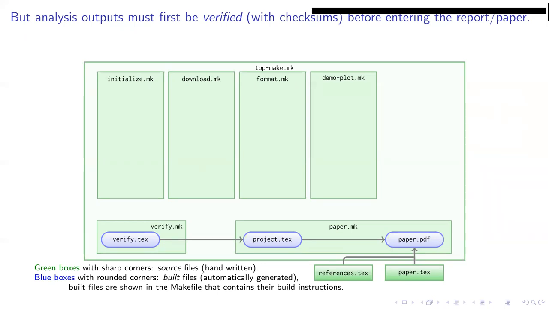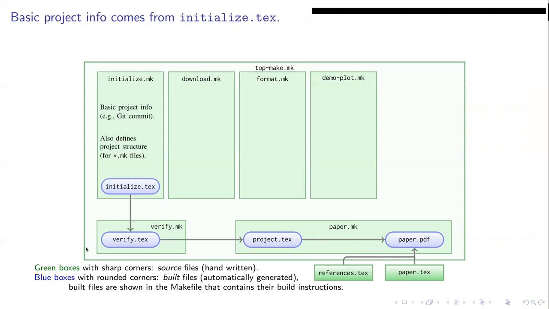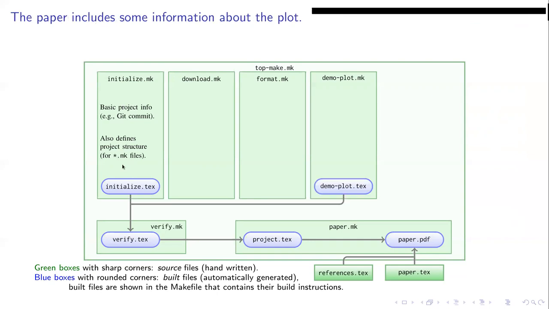Don't worry about manually having to verify every number. There are really simple scripts that can do the job really fast and easy. Okay, where does verify.mk come in? What does it verify? So the first thing is the most basic project, the very low level project settings and Git things and so on.